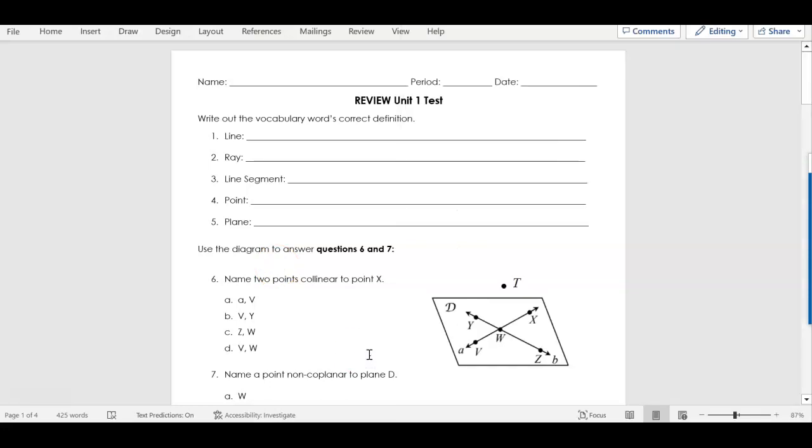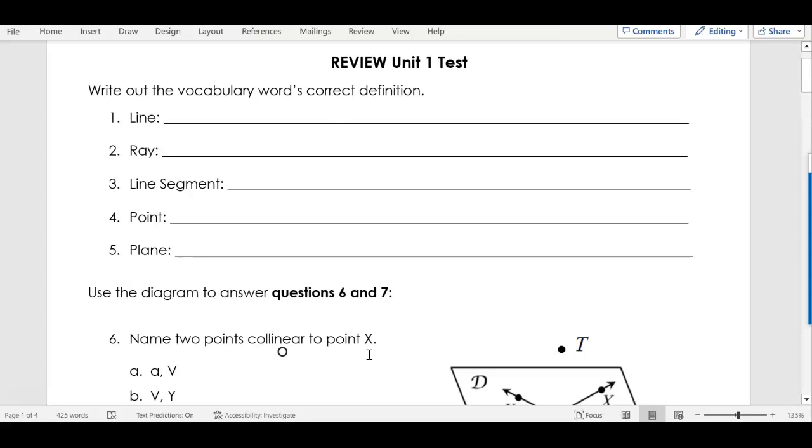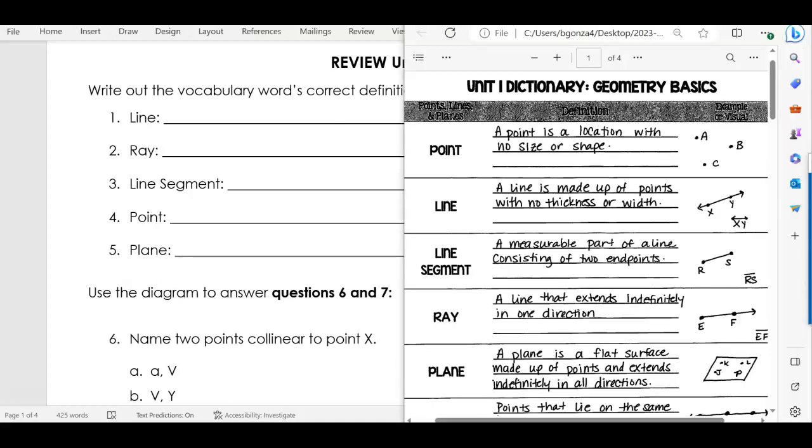All right, we are going to do a review for Unit 1 test. All right, first 5 questions here. We have vocabulary. Now if you remember that filled out vocab notes sheet I gave you on day 2, it looks like this on the right here. And we have all 5 of these words, right?